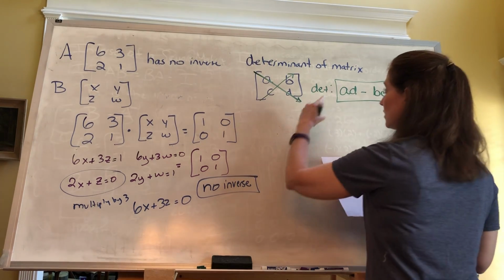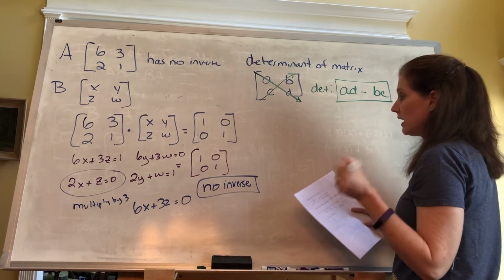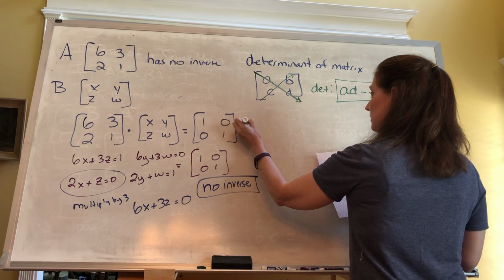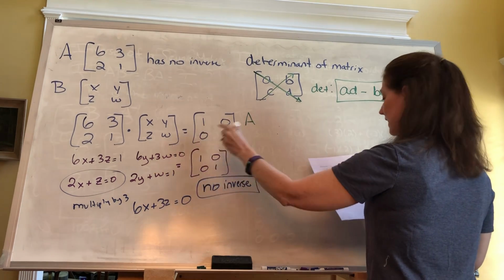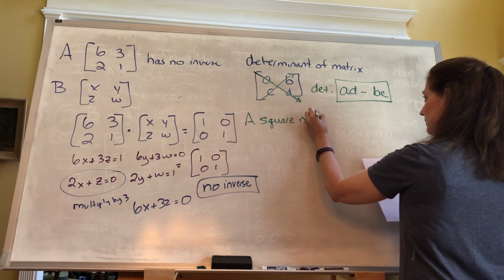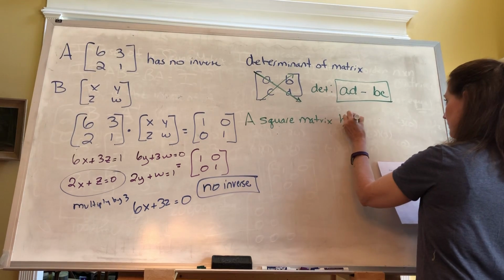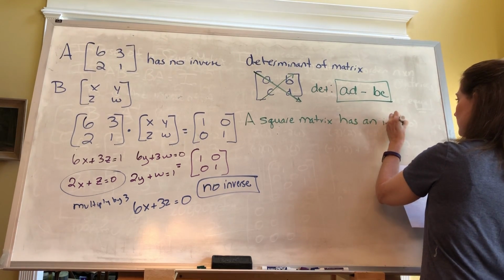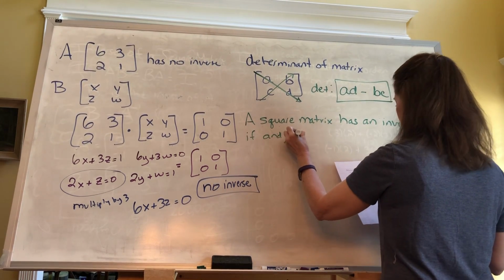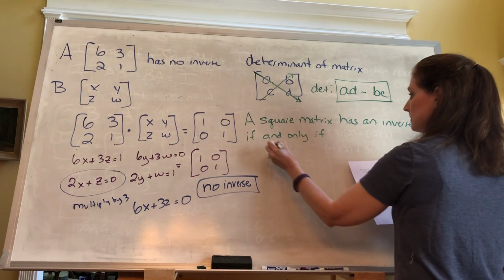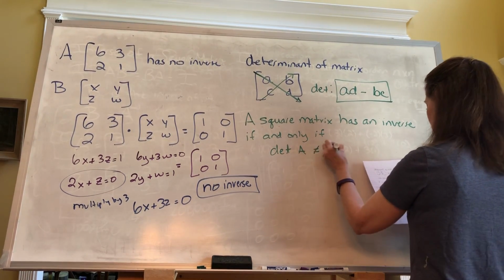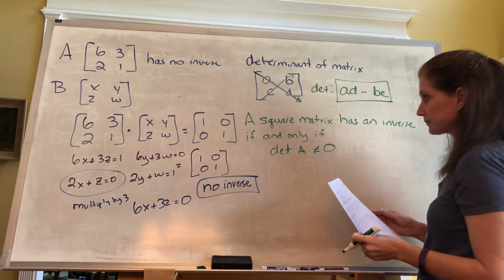This is also another tool to figure out if a matrix has an inverse or not, instead of trying to do all that out. So a square matrix has an inverse if and only if the determinant of A does not equal 0.